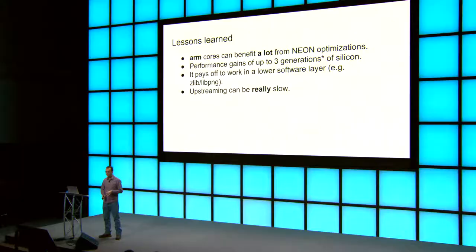Another thing that I think we learned in this investigation is that it definitely pays off to work at a lower level. I was looking at Chrome and trying to optimize image decoding. So we had opportunities in Blink, then moving a layer down, we had opportunities in libpng, and then moving another layer down, we had opportunities in zlib.